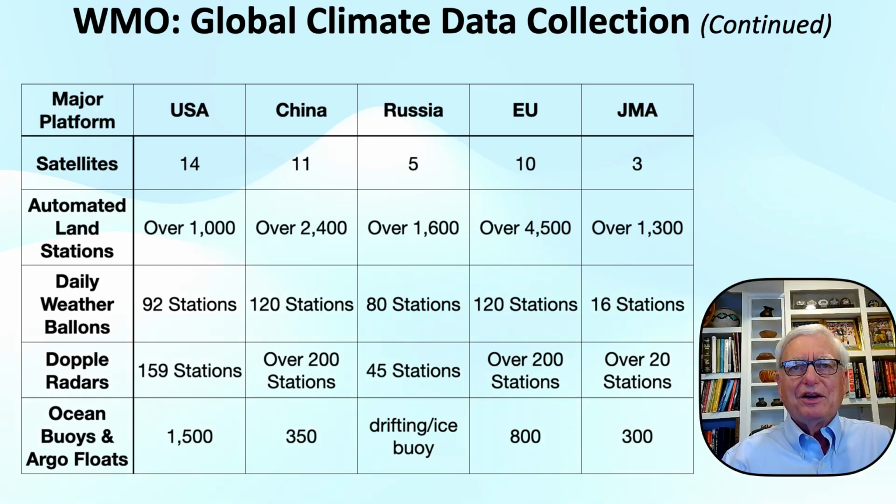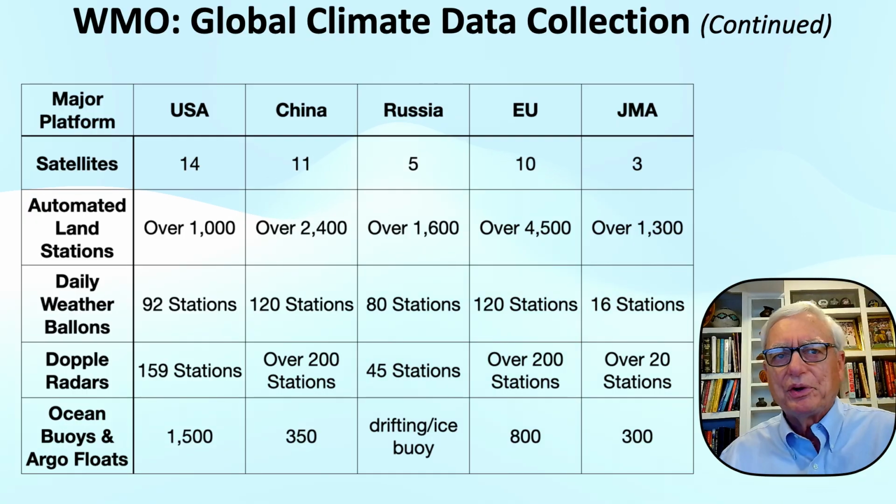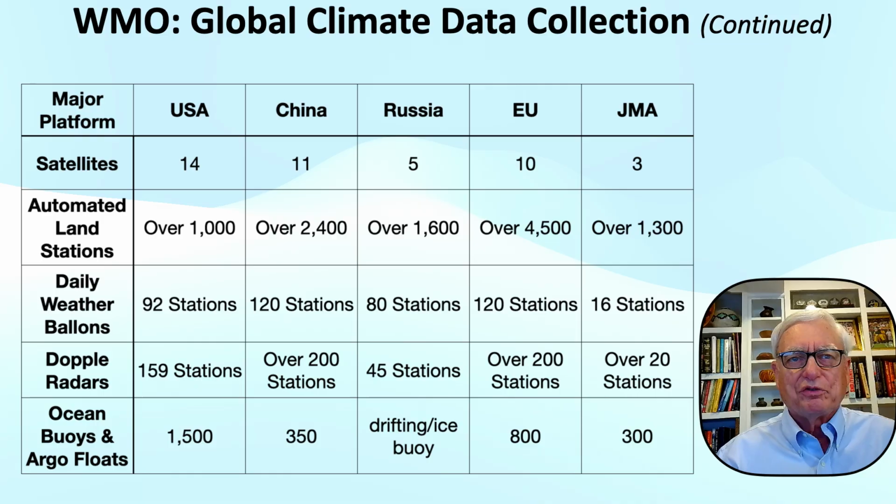Same thing with the balloons. Here's where some of the 800 balloons that go up every day, where some of those stations are located. Here are the Doppler radar stations, and where some of those are located in these different countries. And then you have the ocean buoys and Argo floats.